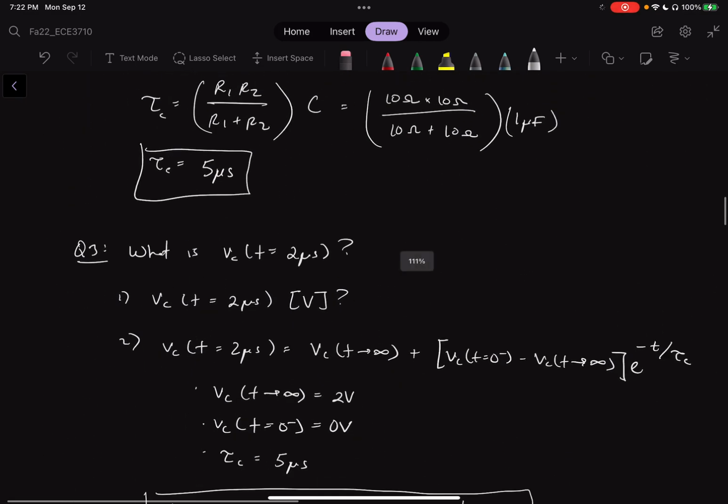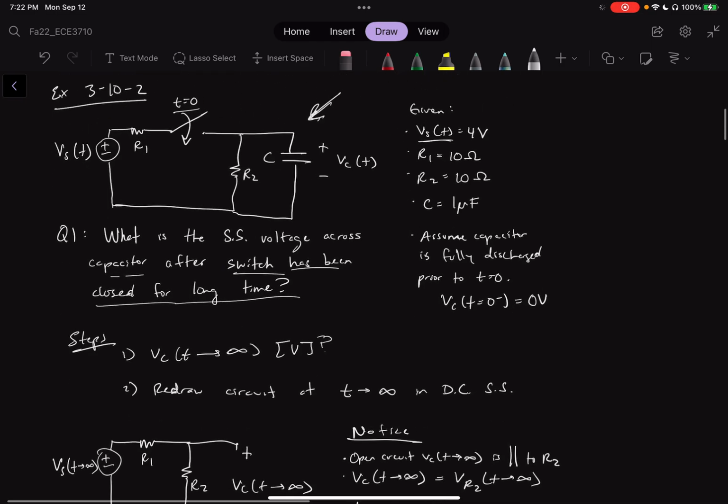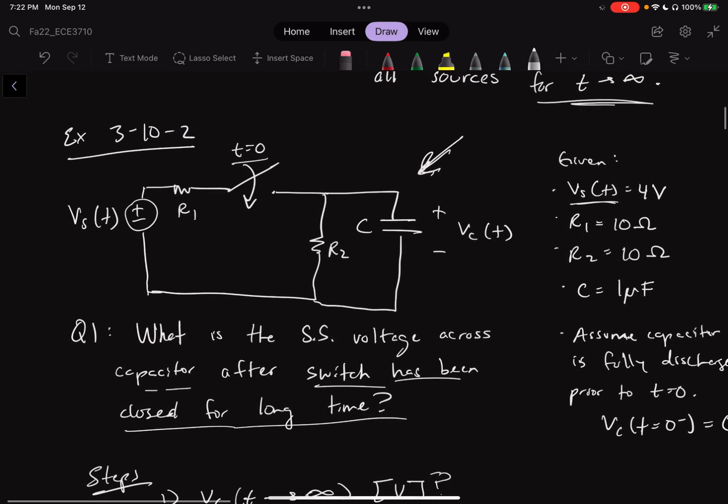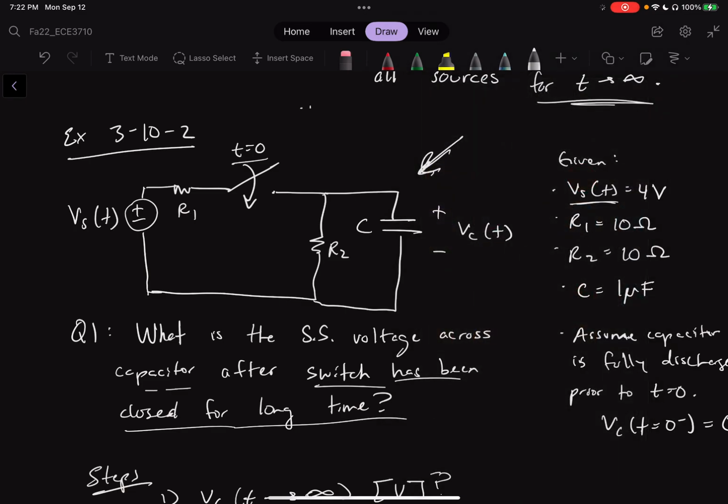And then for the previous problem, we were given this circuit here, and we were able to calculate VC of t approaching infinity, VC of t equal to 0 minus, tau c, which is equal to R Thevenin times C, and we were able to solve for VC at t equal to 2 microseconds.